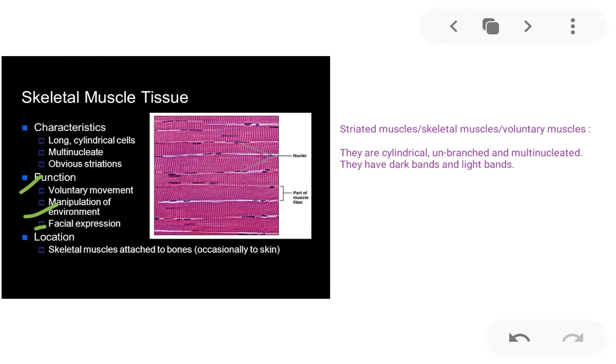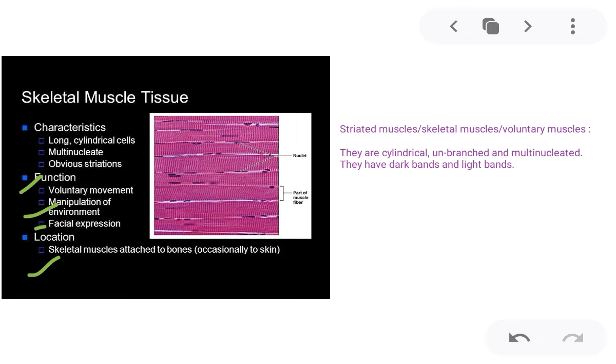Location we already discussed. Skeletal muscles are attached to the bones, occasionally even to the skin also. Because in the facial expression case, in the cheek areas, there is no bone. They are directly attached to the skin. Sometimes they attach to bone and occasionally to skin also. So that is about skeletal muscle tissue.